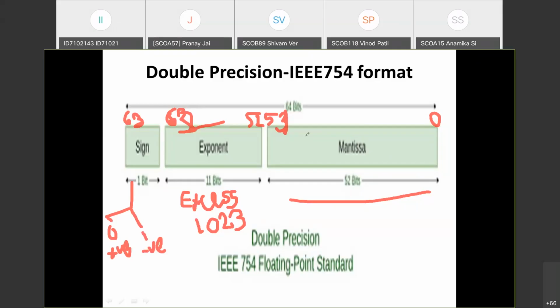That's it. And for the single precision also, instead of the excess 1023 code, they have written the excess code of 127. That is the end of your unit.